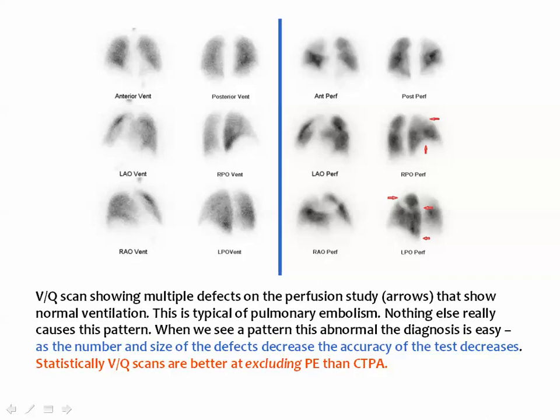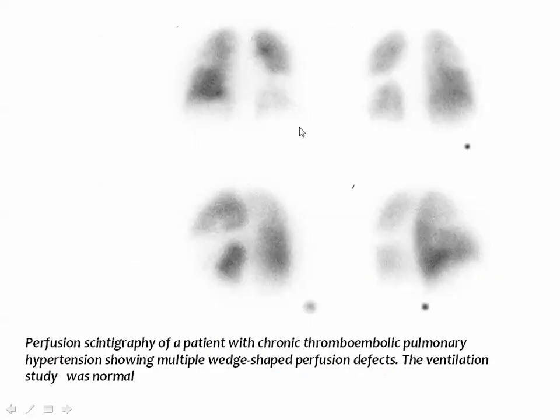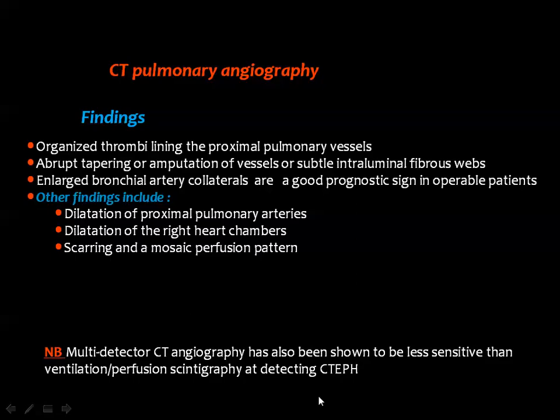And this is one of the rules: as the number and the size of the defects in the perfusion scan decrease, the accuracy of the test also decreases. And this is multiple perfusion defects in both lungs by perfusion scan in a patient with chronic thromboembolic pulmonary hypertension. Then it is a good policy that patients who develop pulmonary embolism should be followed for fear of the development of pulmonary arterial hypertension.